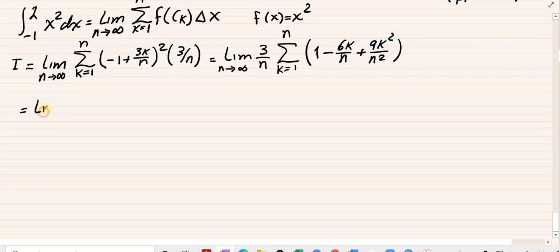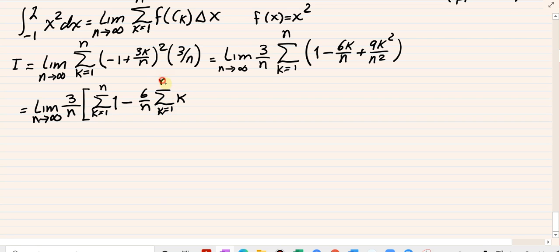Next, I'm going to write this as limit as n approaches infinity of, stay with 3 over n. Now, we're going to expand the sigma here. In other words, what I mean by expanding is we're going to write it as 3 separate sums. So that's going to be sigma k from 1 to n of 1, negative 6 over n comes outside, sigma of k. We've done this kind of sigmas in previous sections, so it should be familiar to you. 9 over n squared, we're going to factor that out, bring it outside of the summation. Anything that doesn't have k in it, we can bring it out. Sigma k from 1 to n, and there you have it.